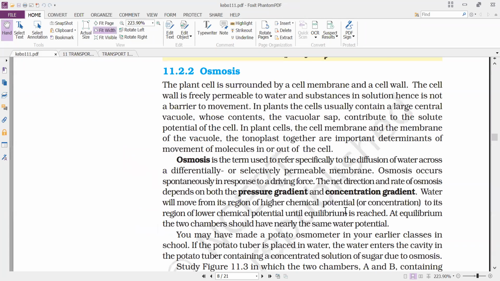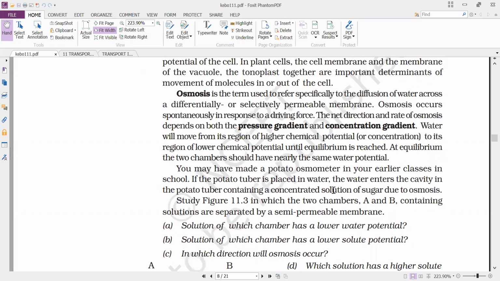That is what we can see here. Initially there is a difference in the concentration, or difference in the water potential. The water will move from one region to the other, but after a certain period of time, the concentration becomes equal on both sides. So we say that the two sides have attained equilibrium. At equilibrium, the water potential of both sides is equal, whatever the value may be. It depends upon the concentration on both sides.